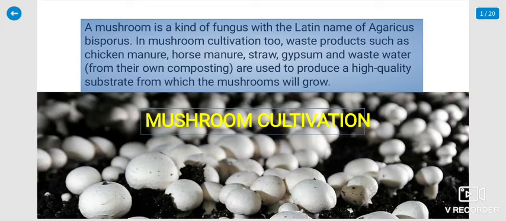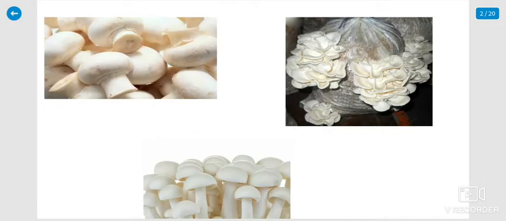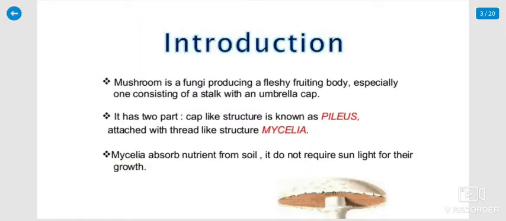This is called mushroom cultivation. So these pictures show the edible mushrooms like button mushroom and oyster mushroom, and another one with an umbrella-like structure, also one of the very famous edible mushrooms. So these are all the edible mushrooms.